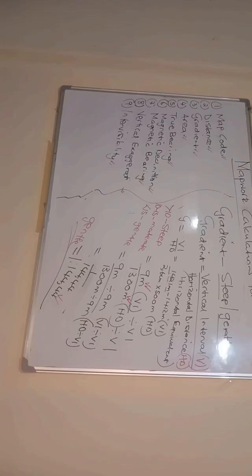So do you all understand how to calculate gradient? Are we all fine with gradient? With map code, distance, and gradient, are we all fine with those three calculations that we have done? We want to move to area now. Okay, thank you. Give me a thumbs up for the last time so that I can move to area calculation. Let's move on to area calculation.